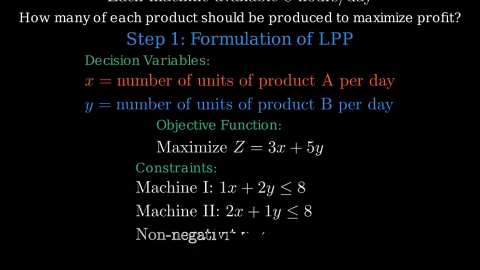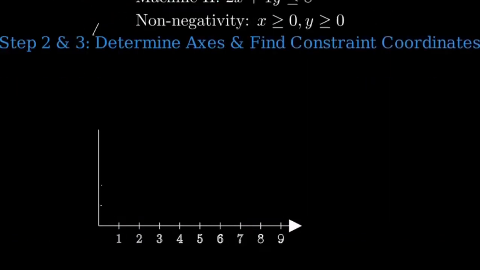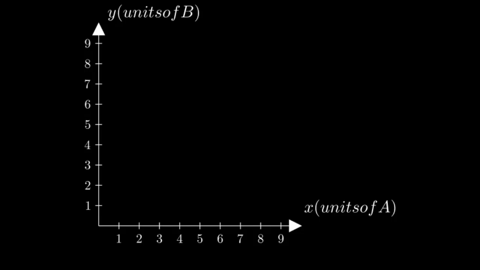Finally, we need to formulate our constraints. For machine 1, we have 1x plus 2y is less than or equal to 8. For machine 2, we have 2x plus 1y is less than or equal to 8. And we must include non-negativity constraints: x is greater than or equal to 0 and y is greater than or equal to 0. Moving on to step 2, determining the axes. We'll plot x, the number of units of A, on the horizontal axis, and y, the number of units of B, on the vertical axis.